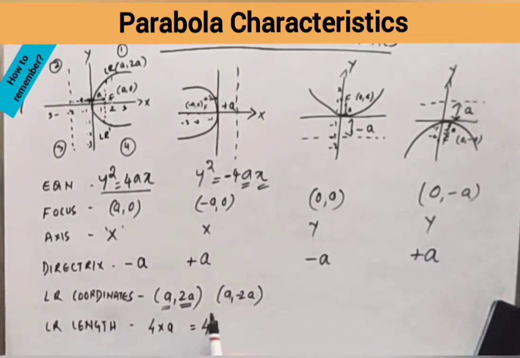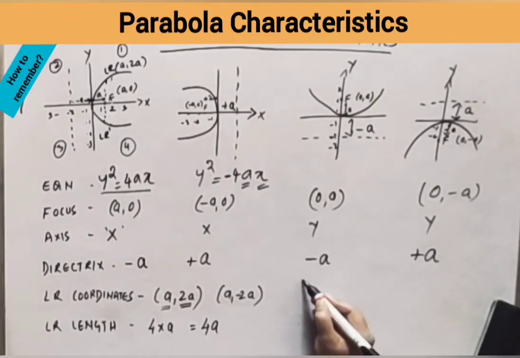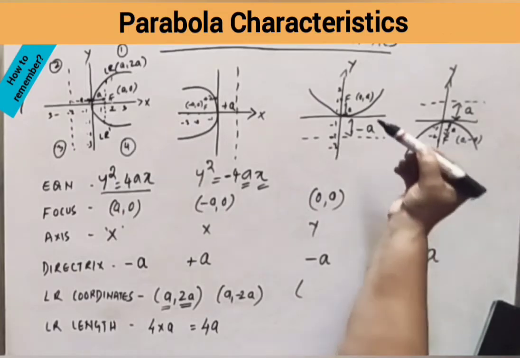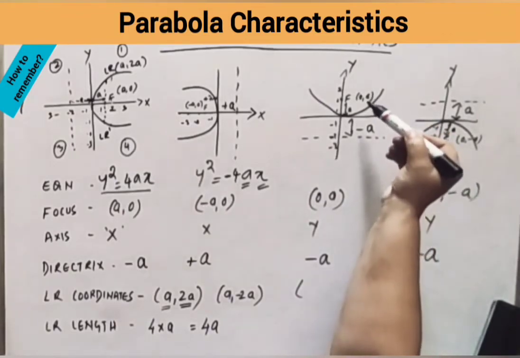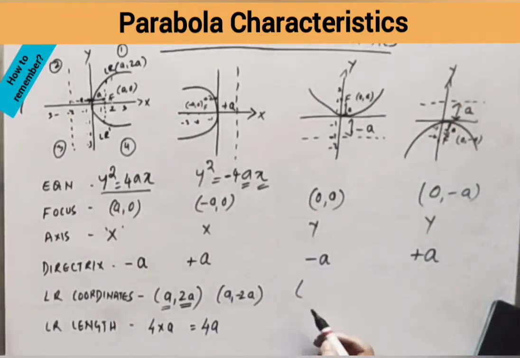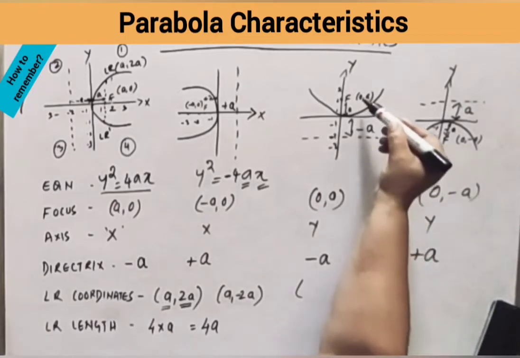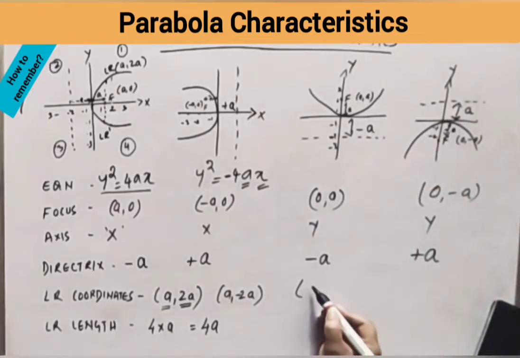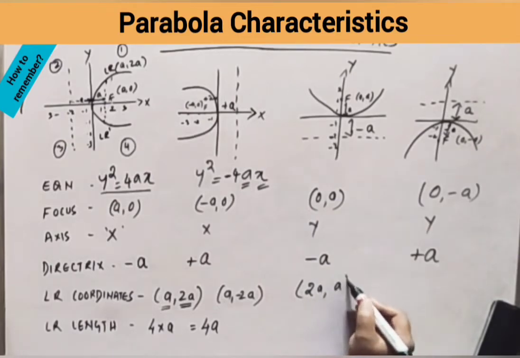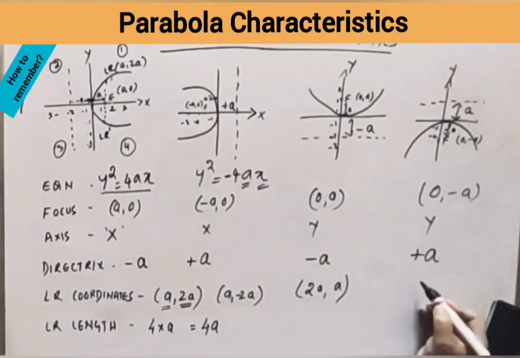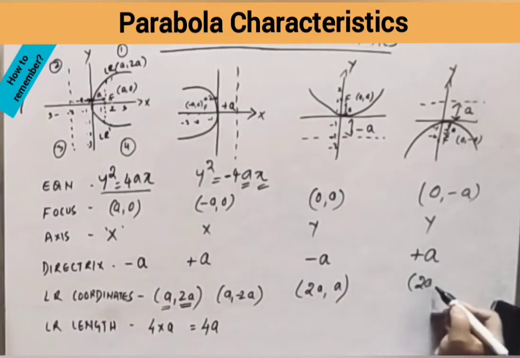Now, what are the LR coordinates? Again, the LR coordinates are of the form (a, 2a). Now, here we have the x coordinate as 0. So, the technique is, the x coordinate is 0, which means that it will be 2 times a, and the other one would be as it is, a itself. So, here also it would be 2a and a.